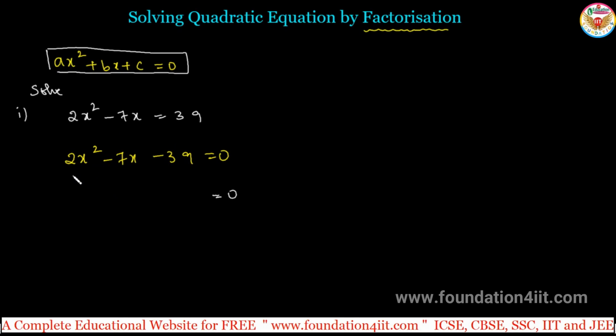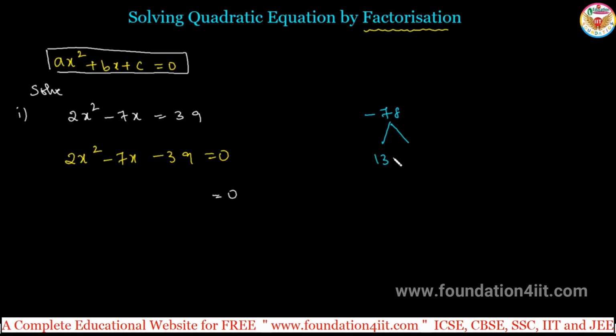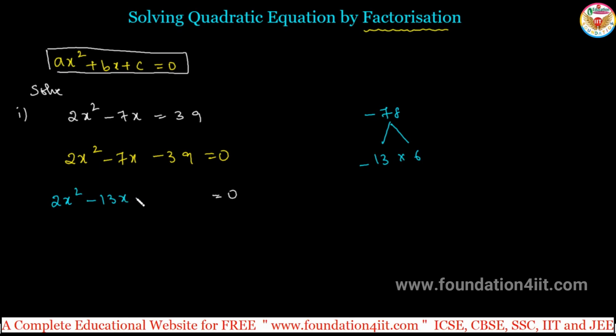The x² coefficient is 2 and the constant is minus 39, so minus 78. We should split it into two parts such that we get 7: 13 times 6. Minus 13 into 6 is minus 78, and minus 13 plus 6 is minus 7x. Already we studied that. So that is 2x² − 13x + 6x − 39, since minus 7x is minus 13 plus 6.